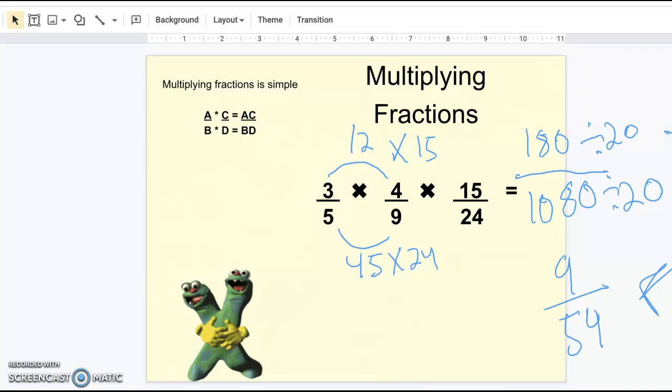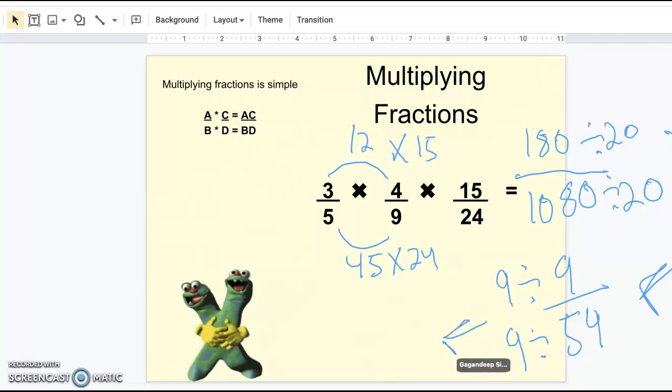Now I know 9 over 54. What are factors of 9? 1 and 9, 3 and 3, right? Does 9 go into 54? Think about your 9's times table. It definitely does. Let's go ahead and divide both sides by 9. I know I'm writing right to left now. That's okay. That's how we do it in some countries, so don't freak out.